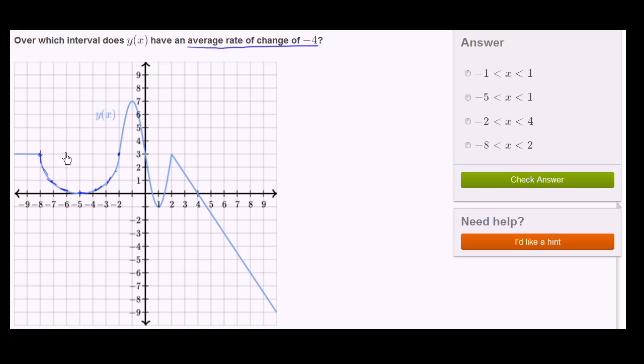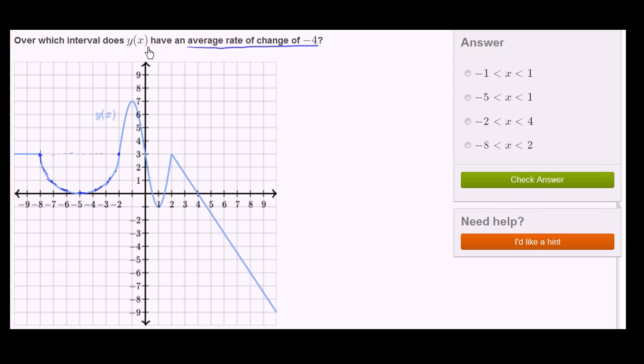And any interval over which the net change has been 0 also tells you that the average rate of change is going to be 0. So you could view that the average rate of change is really the slope of the line that connects the two endpoints of your interval.